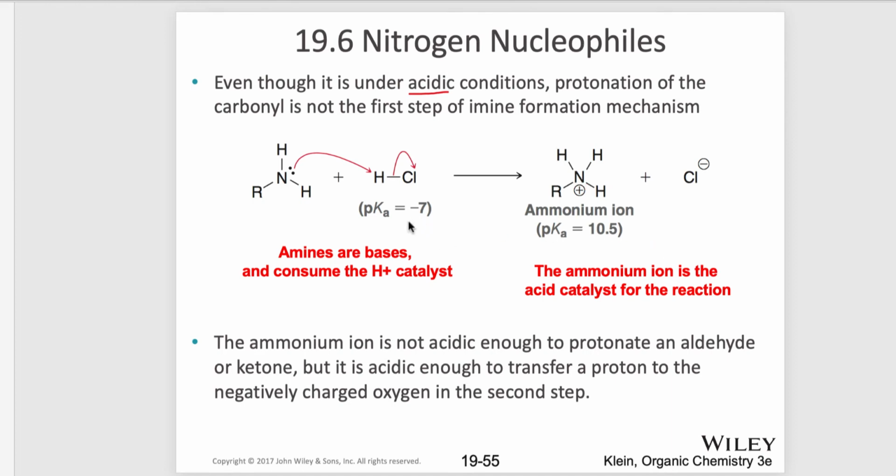And we are also looking now at which one is more acidic. This one is, of course, more acidic compared to this one. But we'll also have a significant amount of amine in our reaction part. So the ammonium ion is not acidic enough to protonate an aldehyde or ketone, but is acidic enough to transfer a proton to the negatively charged oxygen in the second step.